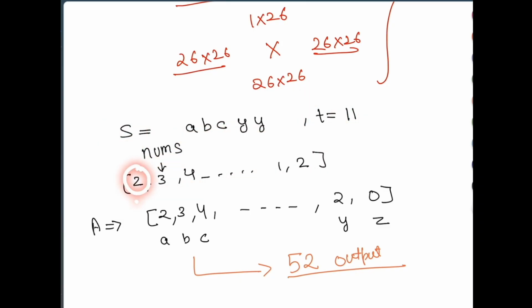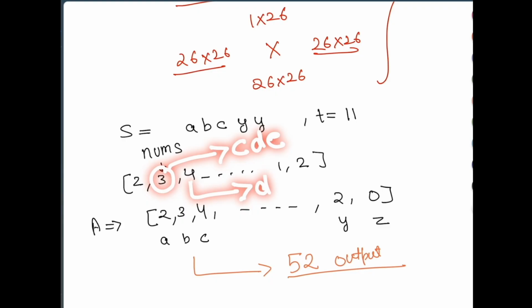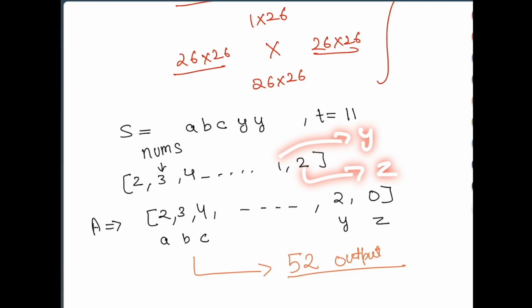This 2 means that for A, you will replace it with next two characters B and C. This 3 means that for B, you will replace it with next three characters C, D and E. This 4 means that you will replace C with next 4 characters D, E, F and G. So similarly, this is for Y, this is for Z, right? So this is your nums array. Now the output in this case is going to be 52.